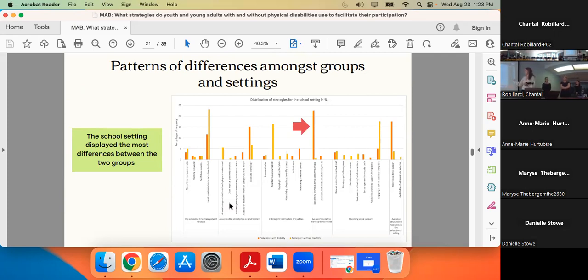So as you can see, this is a table of the distribution of strategies for the school setting in percentages. So the bars show the frequency in percentages. In orange, it's youth with disability. In yellow, it's youth without disability. And we can see that for some categories, the bars are really higher for some. Notably for benefiting from an accommodative learning environment. This was really more prominent in the youth with disability.